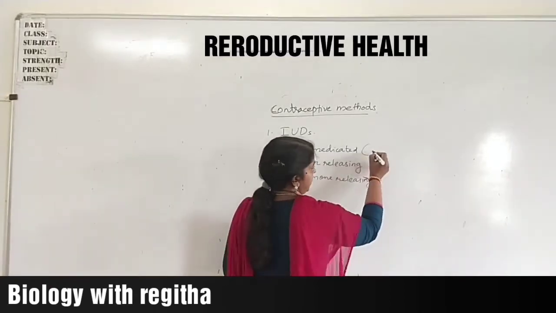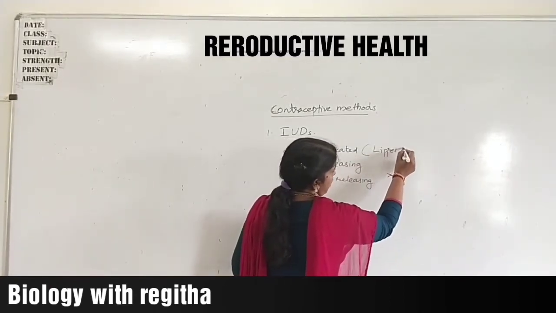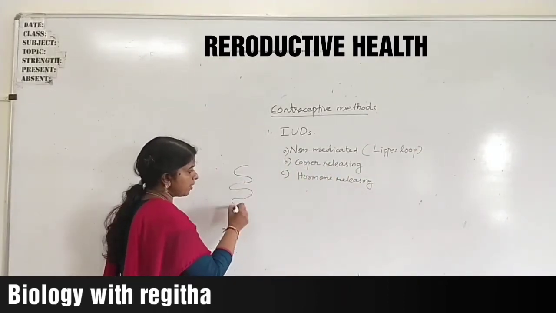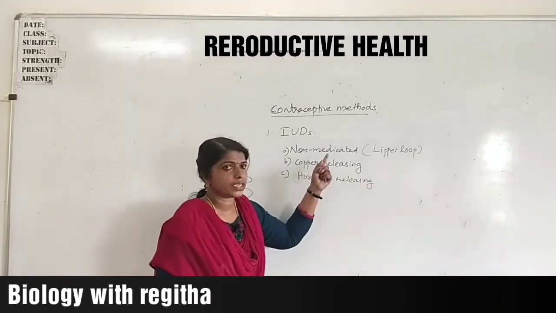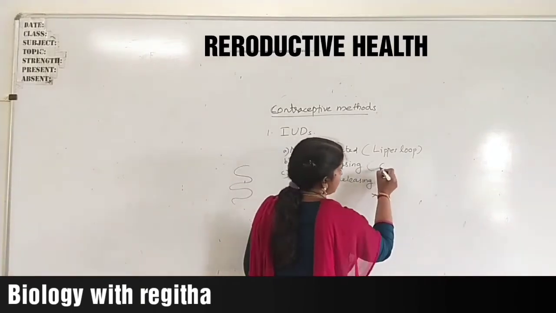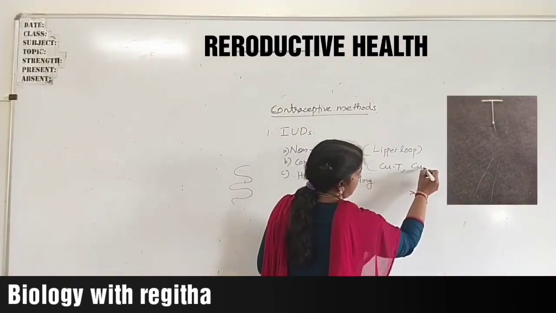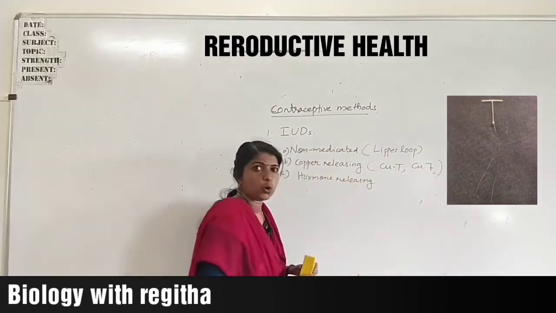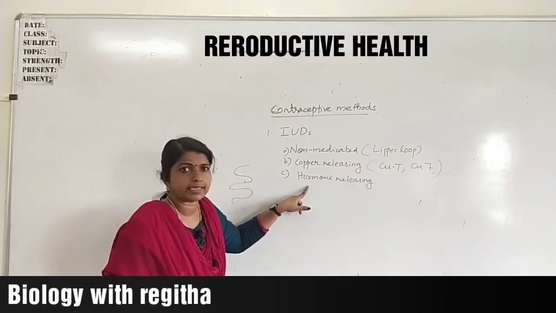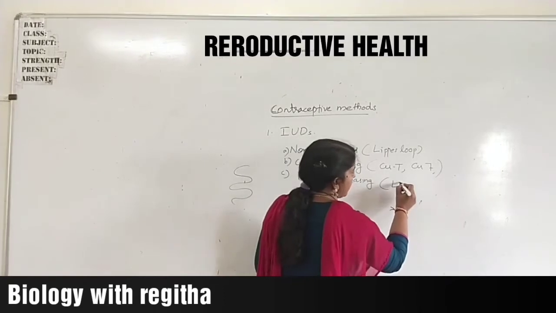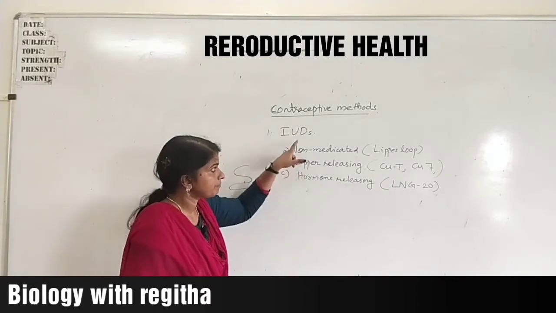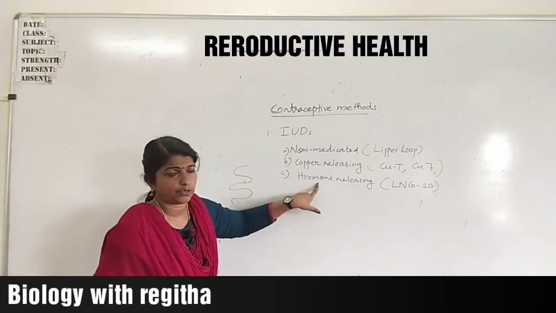For example, non-medicated, it is Lippes loop. Lippes loop means it is a double S-shaped structure. Okay, that is placed inside the uterus. Then copper releasing. Example, copper T, copper 7, multi-load 375, like that. Hormone releasing IUDs: LNG 20, Progestasert, all these are hormone releasing IUDs.